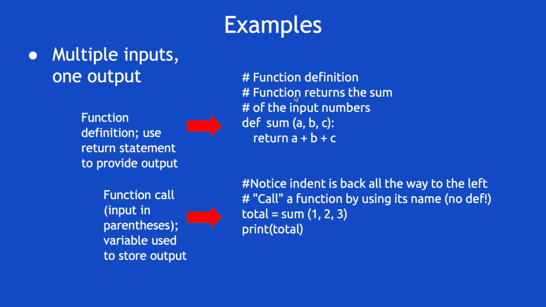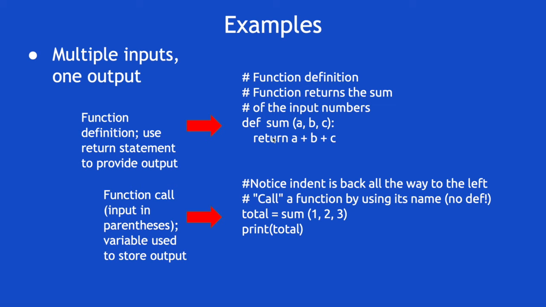In my function definition here, my sum function, I'm passing in 3 inputs, A, B, and C, those 3 variables. And here's something new. If you want to give something back from the function, you use a return statement. In this case, there is only one thing being returned. It looks like there's 3 variables here, but I'm adding them all together. So it's going to add them all together, and it's going to return what that sum is.